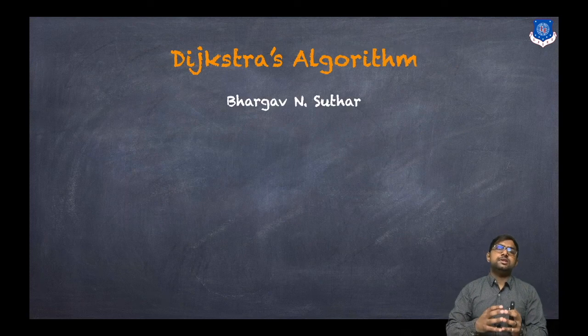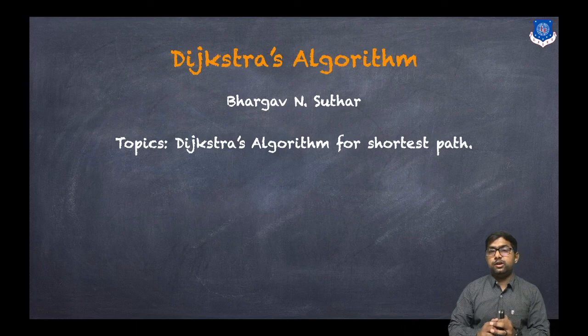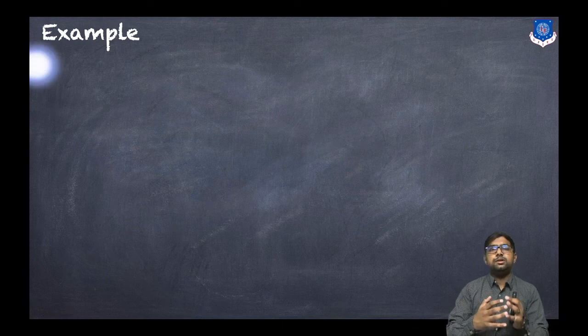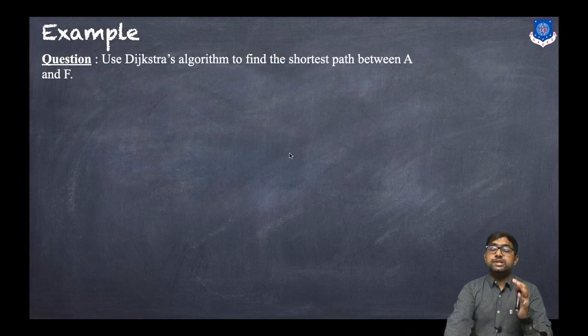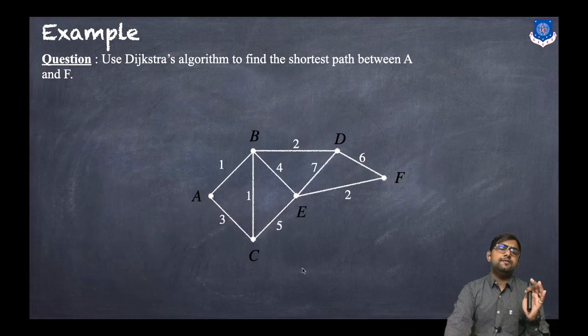So in today's session, we will learn how to find the shortest path between 2 points using Dijkstra's algorithm. Okay, so let us discuss an example. We are just directly doing the example, and in this example only, we will discuss the steps. The question is, use Dijkstra's algorithm to find the shortest path between these 2 points, that is A and F. So this is the graph.